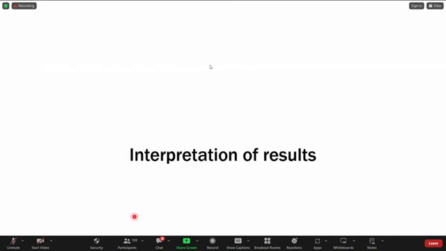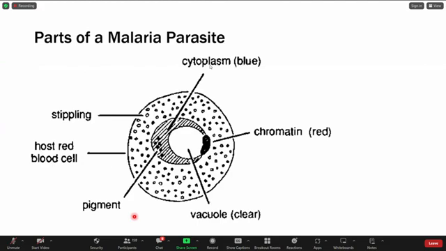Now, we are going to the interpretation of results. How do we interpret what we see? This section is going to give us knowledge on how the malaria parasites look like under a microscope. This is a pictorial representation of how a malaria parasite looks like. This section inside here is the parasite.